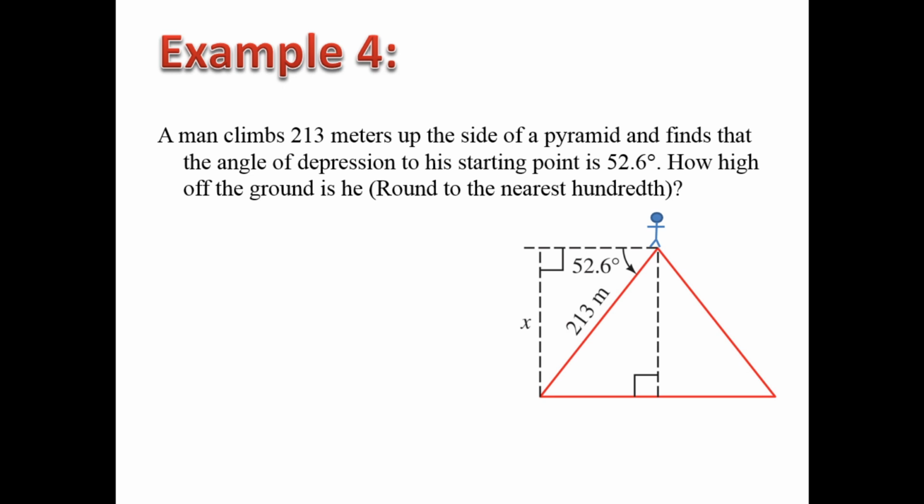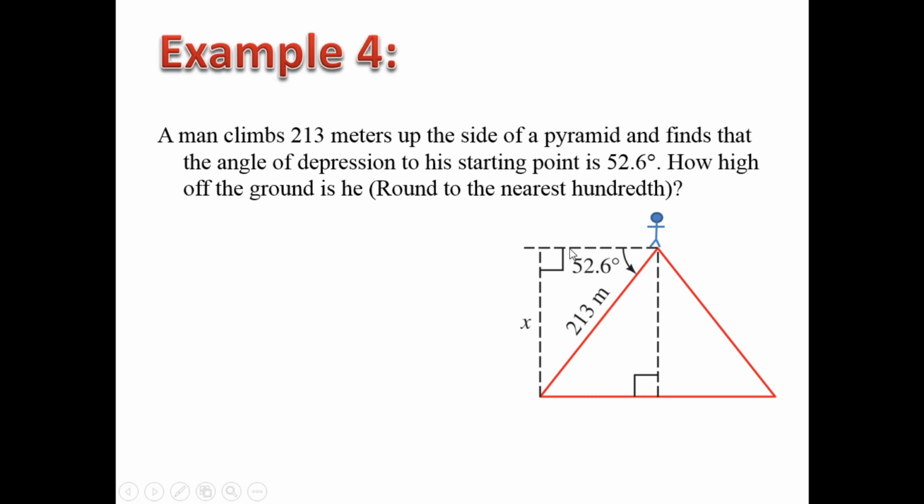So a man climbs 213 meters up the side of the pyramid and finds an angle of depression to his starting point. It's 52.6 degrees. And how high off the ground is he? Round to the nearest hundredths, so 2 decimal places once again.